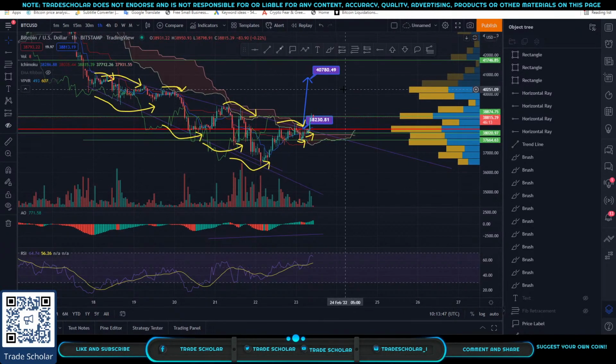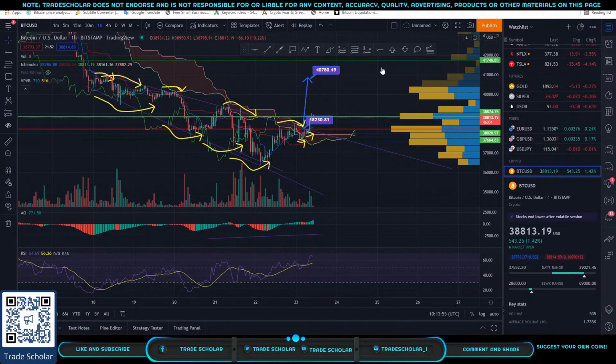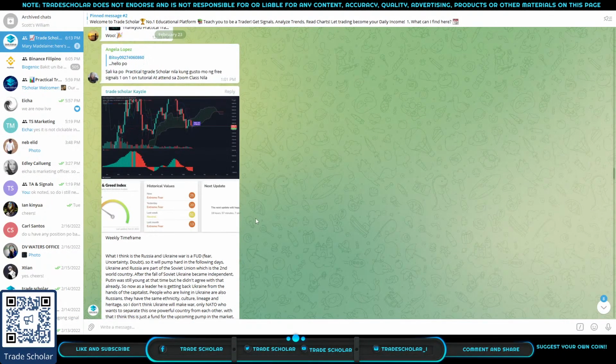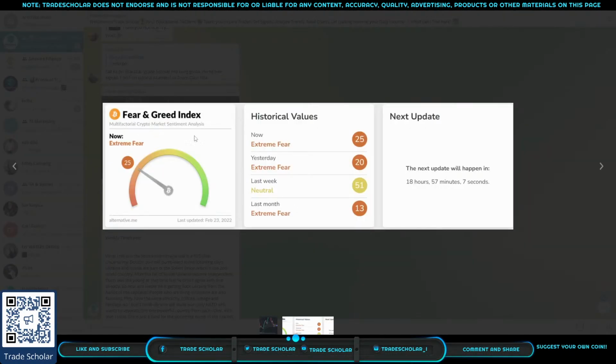Okay, so now let's go for our news. What's the news today on Bitcoin? You see the news for Bitcoin today. I gave you some glimpse. I am not the authority on the Russian war, but here's what I think. Thank you for our picture here, it's corrupted, and here our fear and greed index is extreme fear.